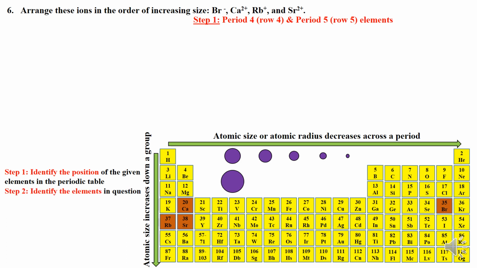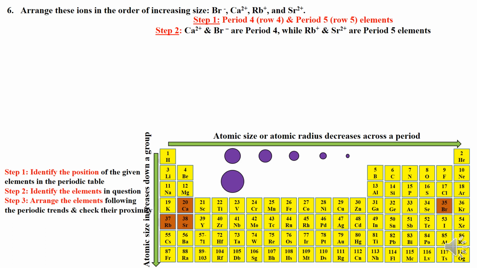Next, step 2. Identify the elements in question. The elements in question are calcium ion, bromide ion, that are period 4 elements, while rubidium and strontium are period 5 elements.